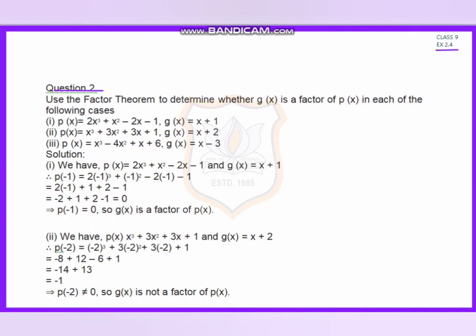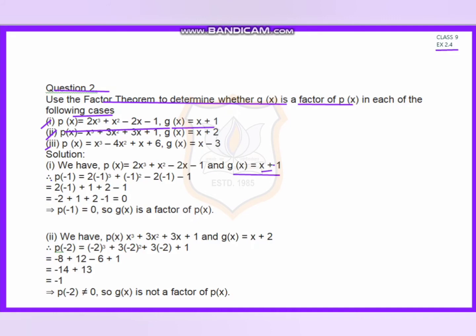Here is question number 2. Using the factor theorem, determine whether g(x) is a factor of p(x) in each of the following cases. Here we have 3 cases. I will solve 2 cases and 1 case you have to solve yourself. In the first, p(x) is 2x cube plus x square minus 2x minus 1 and g(x) is x plus 1. We have to find whether x plus 1 is a factor of 2x cube plus x square minus 2x minus 1 or not. If we equate g(x) to 0, I get the value of x equal to minus 1.